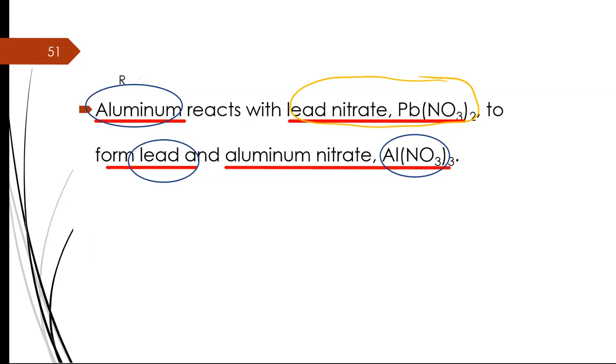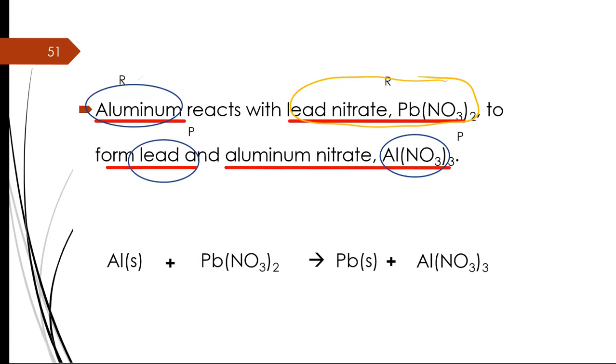So we want to identify them as being reactants or products. We know that aluminum is a reactant. We're starting with that. And so the other reactant should be our lead nitrate. Lead, on the other hand, is going to be our product, and aluminum nitrate is going to be our product. So we get our reactants coming together, we get our arrow, then we get lead and our aluminum nitrate.